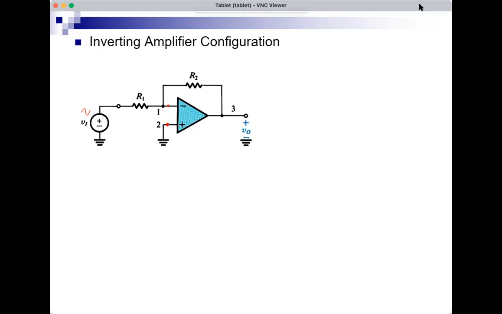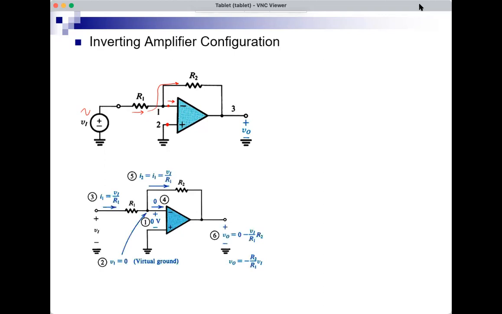If the voltage at 1 is 0, I can find the current in R1. It will be VI minus 0 over R1. But there is no current flowing into the op-amp input because the input resistance is infinite. So this current flowing in R1 will continue and it will flow in R2. And then I can apply Ohm's law to R2 and say that V1 minus V3 is R2 times this current. And that's how I can get to V3, which is the output. So these are the steps.